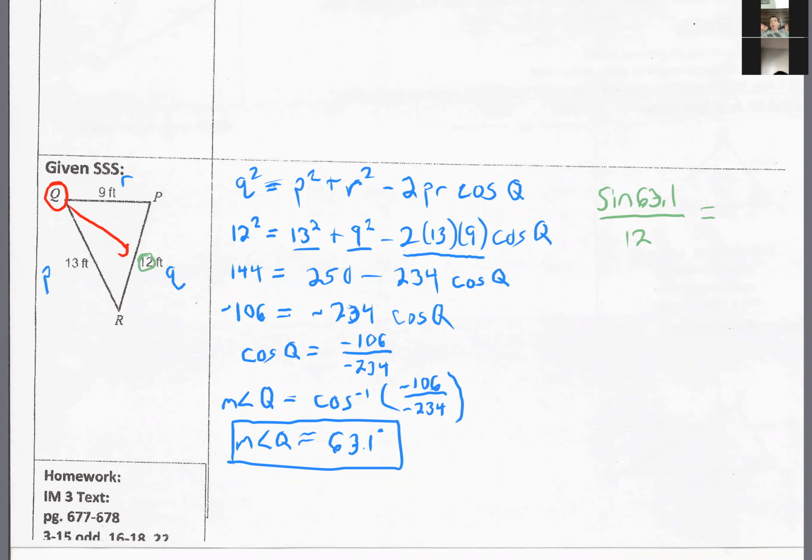So I have sine of R over the side that's opposite big R. Opposite big R is 9. So over 9. So this is what you did for part of Monday's homework. So you can cross multiply here. So we have 12 sine of R equals 9 sine of 63.1.